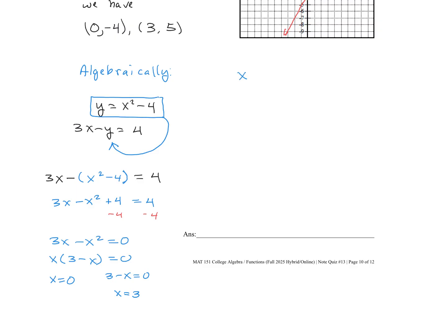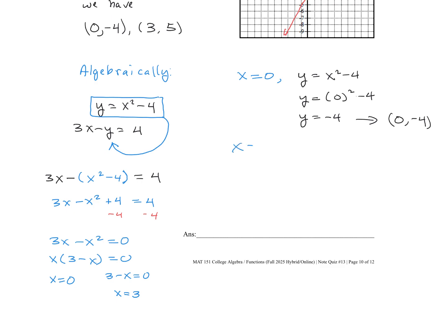So when x is equal to 0, I now need to find the corresponding y number. And the corresponding y number comes from what we solved for already. We've got y is equal to x squared minus 4. So y is going to be 0 squared minus 4. So y is negative 4. So that makes the ordered pair 0, negative 4.